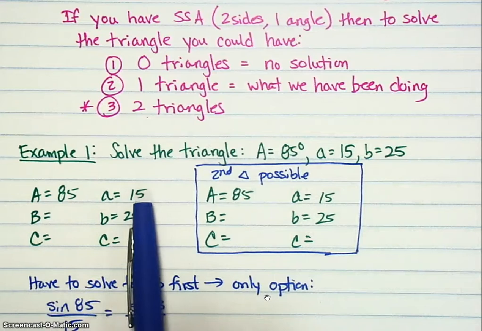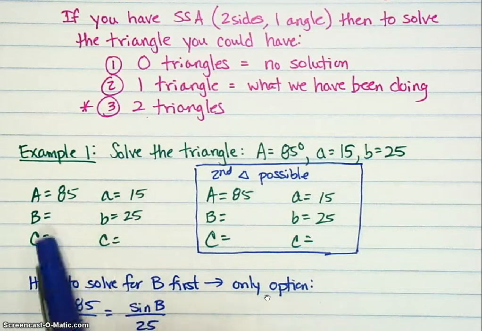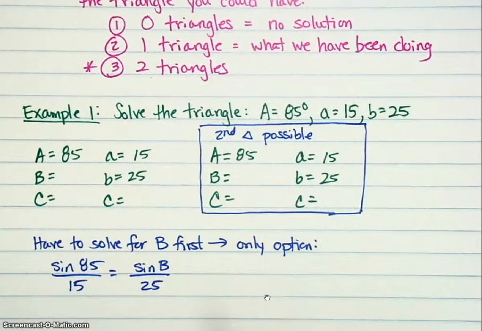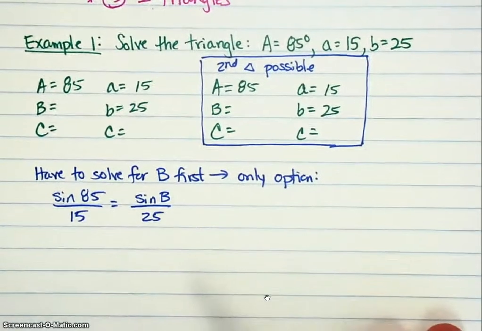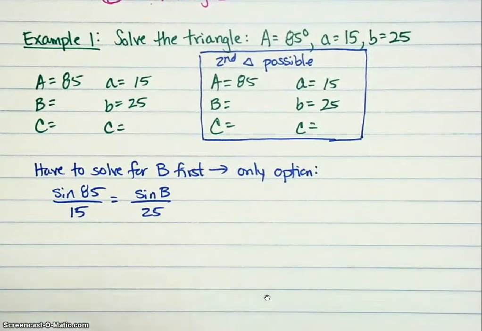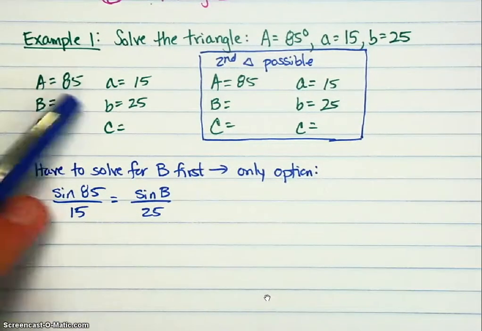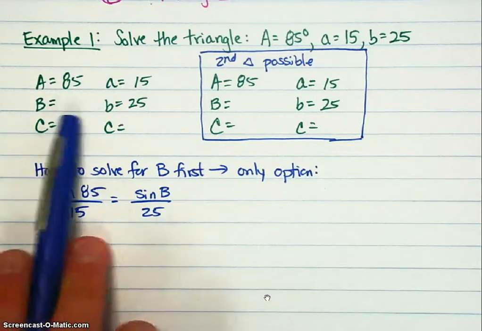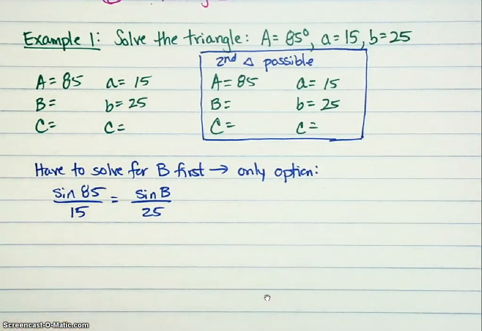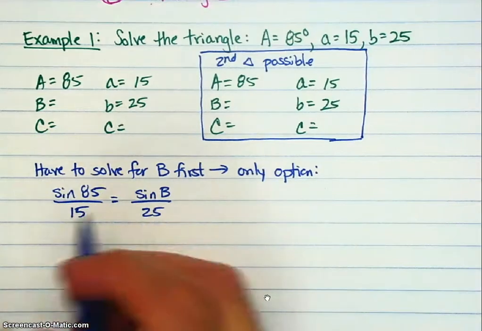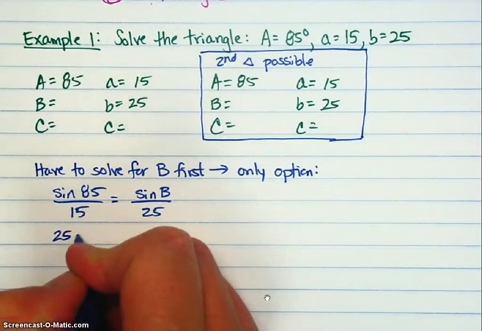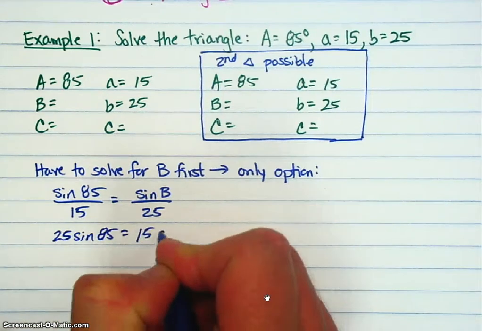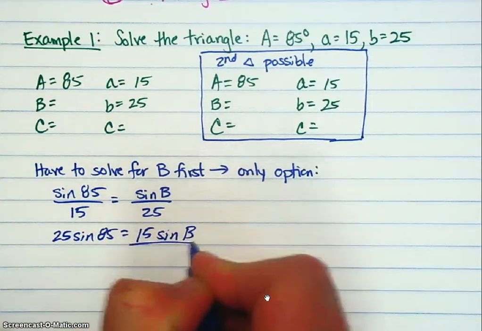A is 85, lowercase a is 15, b is 25. That's given information. So I have to solve for capital B first because that is my only option. So I'm going to set up my proportion: sine of 85 over 15, so that's sine of A over a, equals the sine of capital B over 25. And if you remember, we solved these by cross multiplying. So 25 sine of 85 equals 15 sine of B.